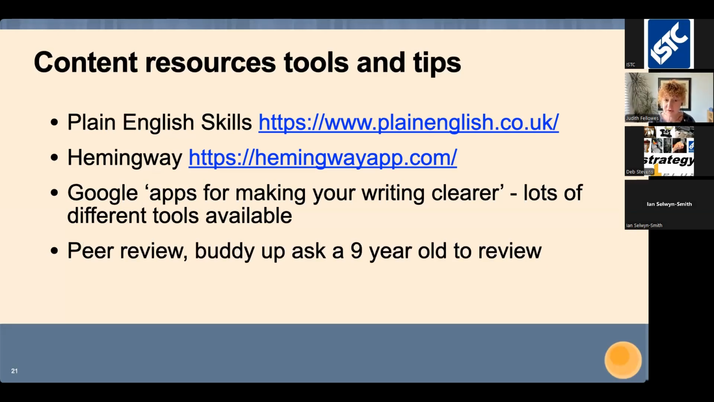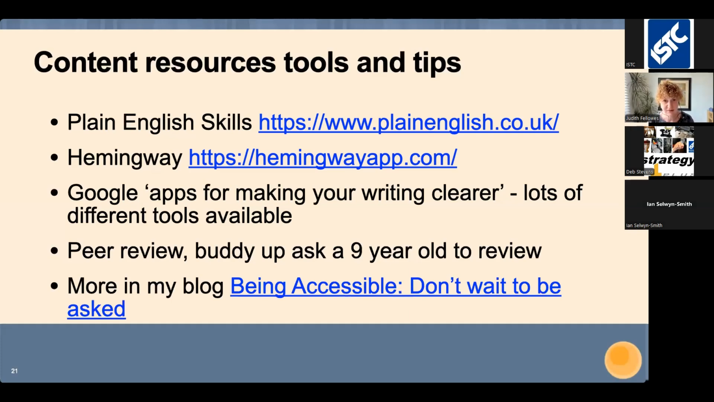I'd also encourage you to do peer review. As far as I remember, the average reading age in the UK is 9 years old. So basically, if you've got a 9-year-old or a 10-year-old, get them to read it. Does it make sense? I also wrote about some of these ideas in this blog and covered some of the content issues. So have a look at that, and you'll get a bit more detail there.